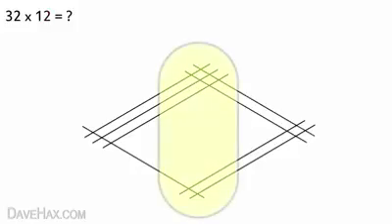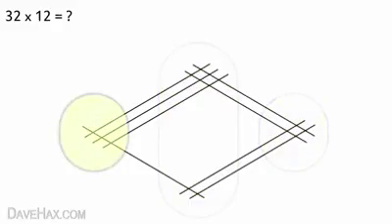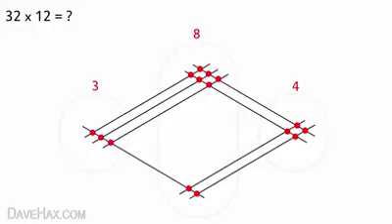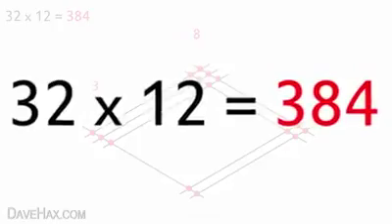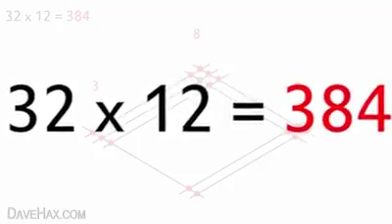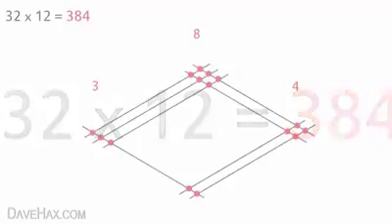Then we mark out our 3 zones again. And starting from the right, start counting the dots. 1, 2, 3, 4. 1, 2, 3, 4, 5, 6, 7, 8. Write that here. And finally, 1, 2, 3. So 3, 8, 4. 384. There we have our answer. Simple. But it does get a little more complicated if we add more lines.